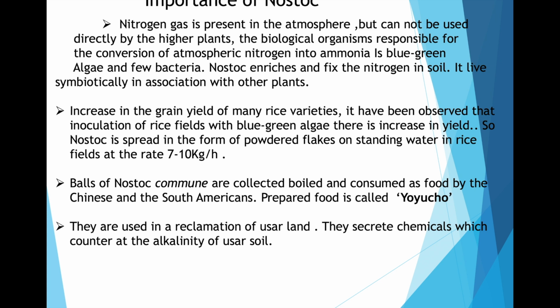Third, balls of Nostoc commune are collected, boiled and consumed as food by the Chinese and South Americans. Prepared food is also known as yoyucho. They are also used in the reclamation of Usar land, as all of you know that cyanobacteria or blue-green algae secrete some chemicals which counter the alkalinity of Usar soil.